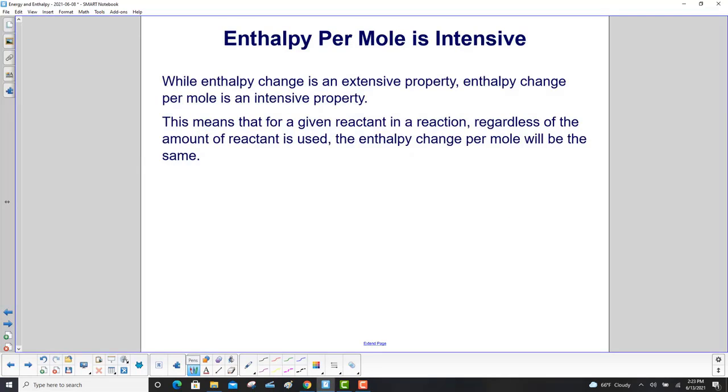While enthalpy change is an extensive property, enthalpy change per mole, big difference, we're dividing it per mole, is an intensive property. This means that for a given reactant in a reaction, regardless of the amount of reactant used, the enthalpy change per mole will be the same.